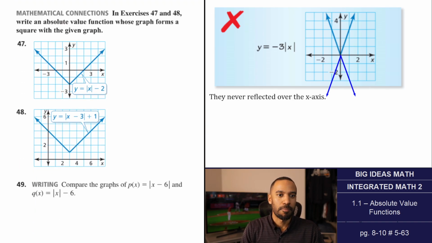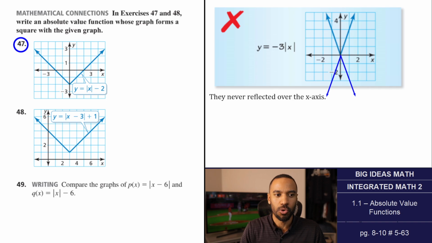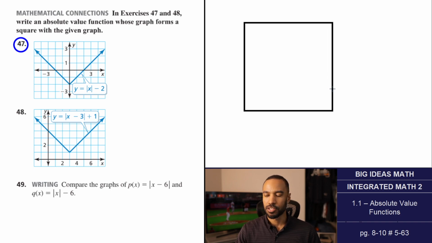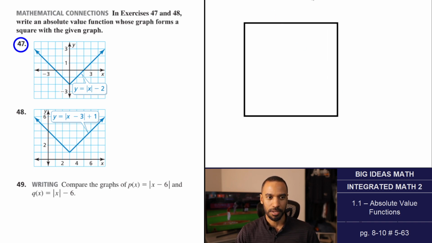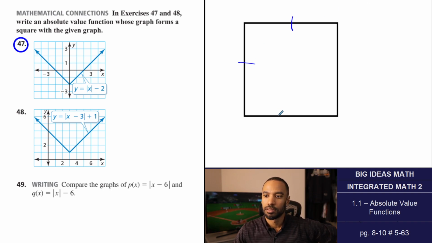Okay, mathematical connections. In exercises 47 and 48, write an absolute value function whose graph forms a square with the given graph. Okay, a square. This is just geometric talk for a moment. A square has a couple of properties, right? All sides equal, congruent, you would say, and all right angles, 90-degree angles. So there are a couple things we're going to have to make sure that we do with this.